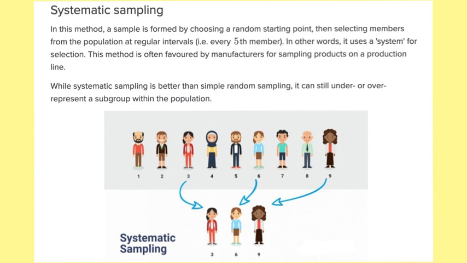While systematic sampling is better than a simple random sample, it can still under or over-represent a subgroup within the population. Look at the picture. This is how the sample is taken. Every third member in the population is taken to produce a sample.